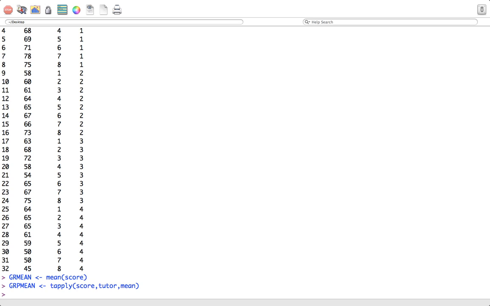Now what I should be able to do is take the sum of 8 times the group mean minus the grand mean, squared. I don't even know if this is going to work or not.